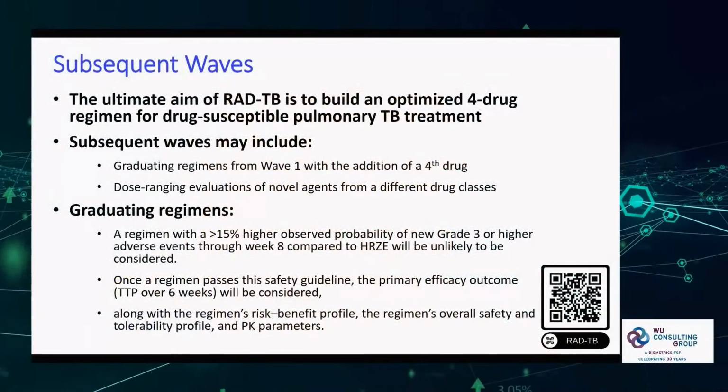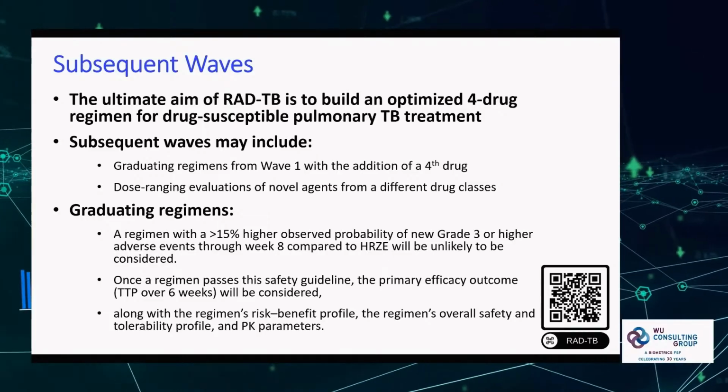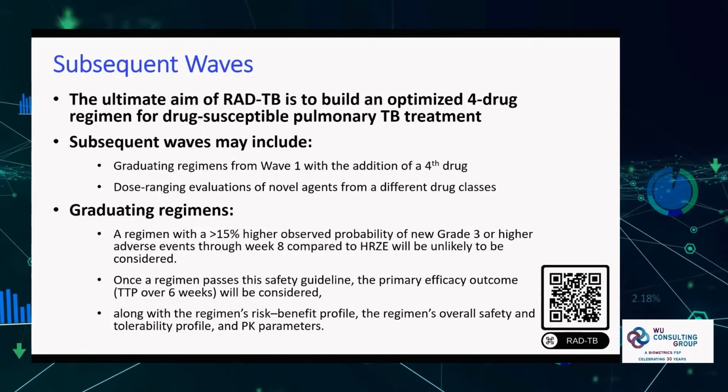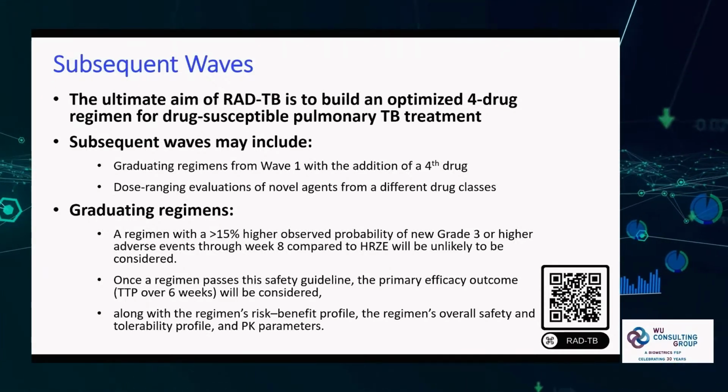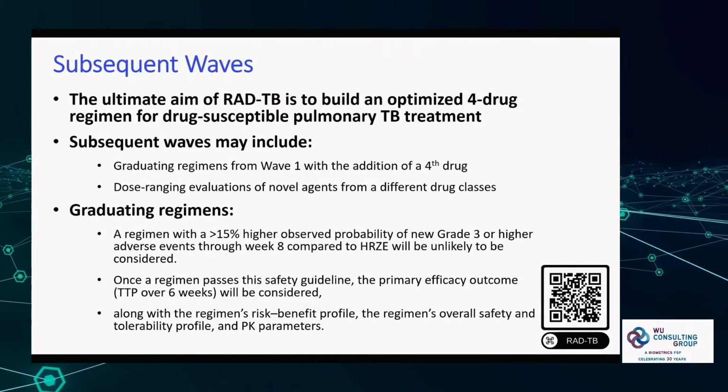A subsequent wave might take regimens that graduate from wave 1 and then add a fourth drug in order to be more efficacious and kill the TB bacteria more quickly. Alternatively, depending on what drugs come through the pipeline, we may switch and do the second wave on other 3-drug regimens where we assess novel agents from different drug classes that weren't considered in wave 1.